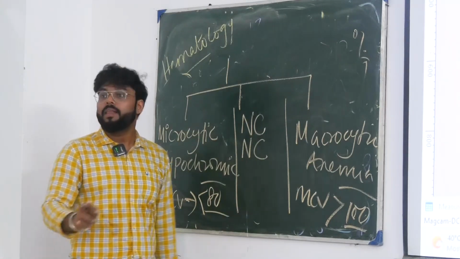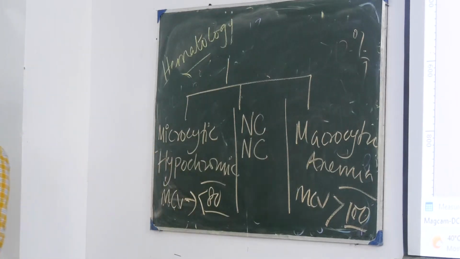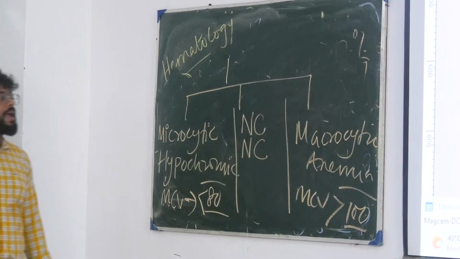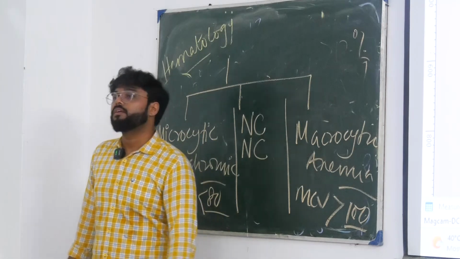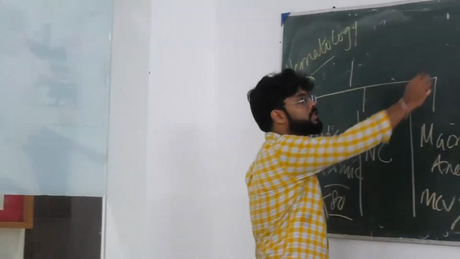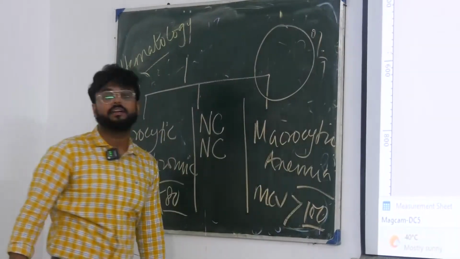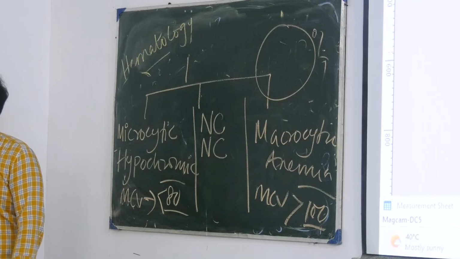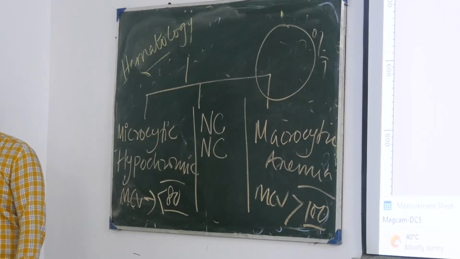Hypochromia means central pallor is more than 1/3. Central pallor is more than 1/3. Okay. In macrocytic, the central pallor you usually cannot see, because the cell is such a normal size, the central pallor cannot be clearly identified. Okay.